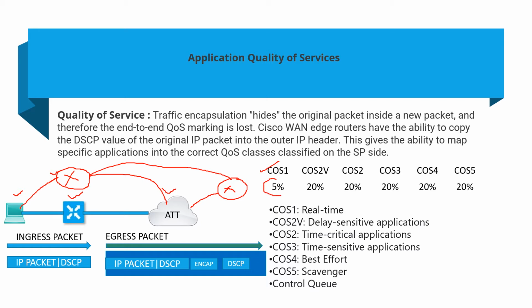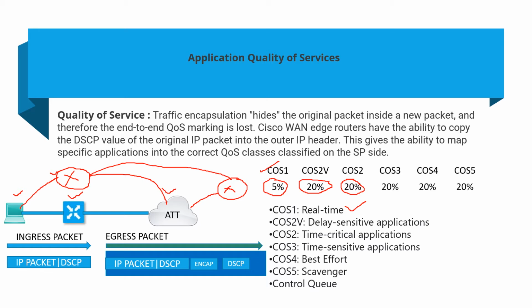So 5% of the total bandwidth which is provided by AT&T is going to have cost1. Similarly, you're going to have 20% in cost2, and so on. So let's assume we are talking about VoIP traffic, which is real time. So whenever the real-time traffic hits the MPLS cloud, it is going to reserve 5% of the total bandwidth, which is going to get the prioritization within the cloud.